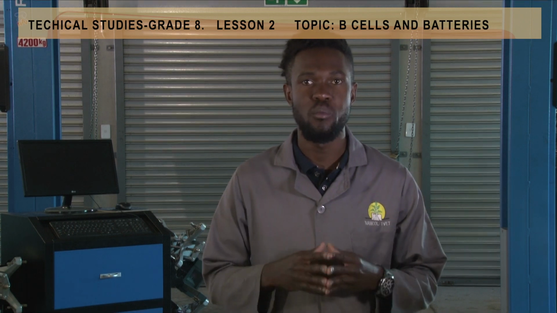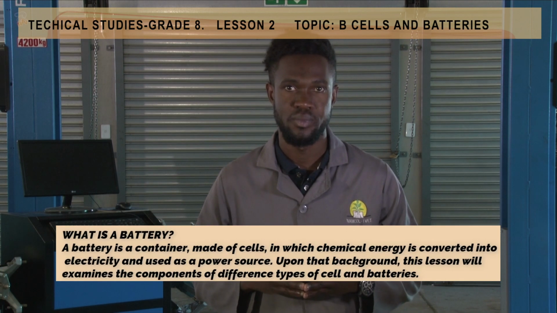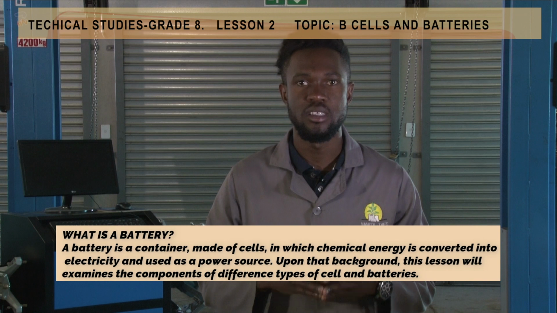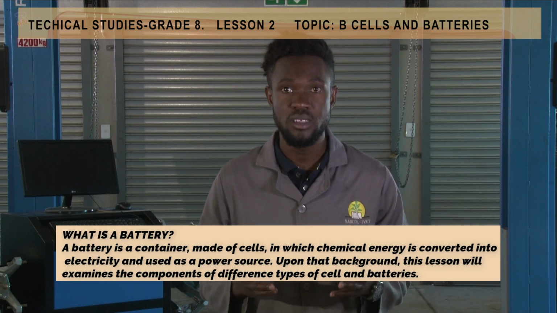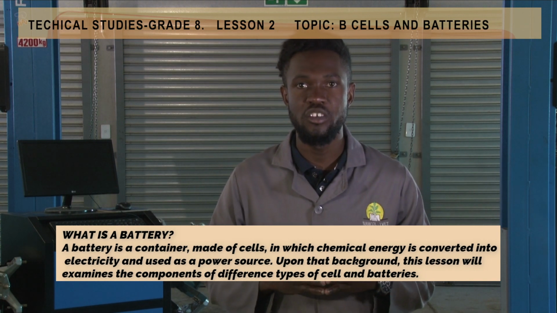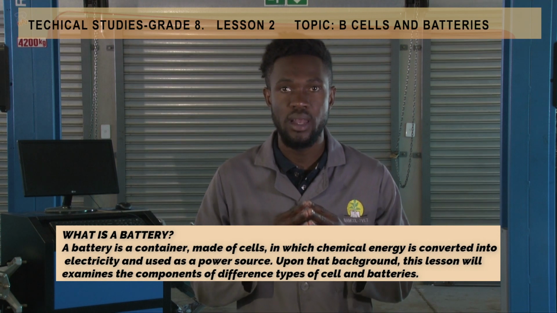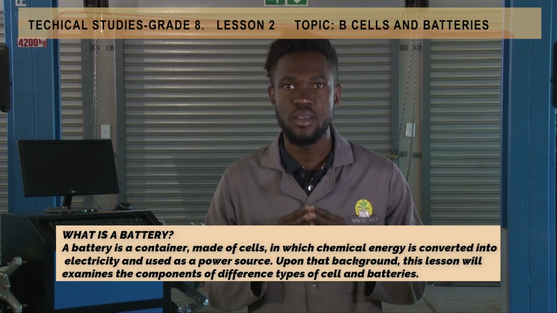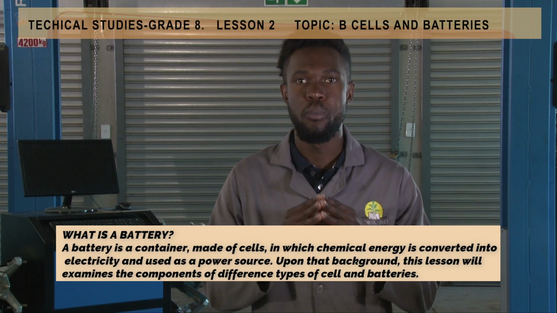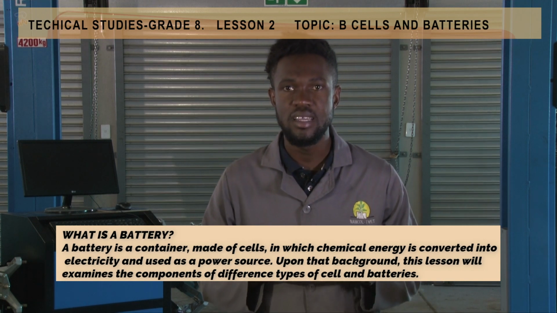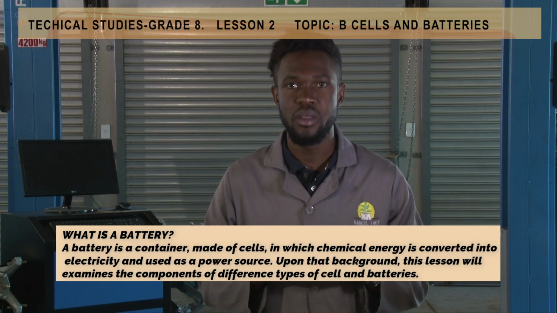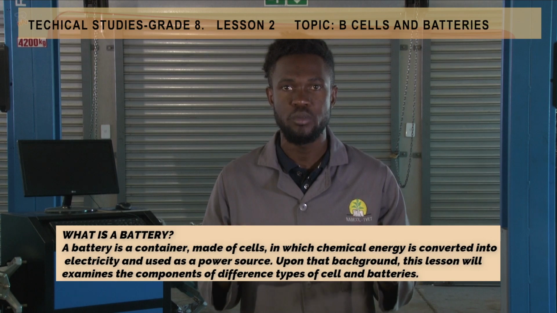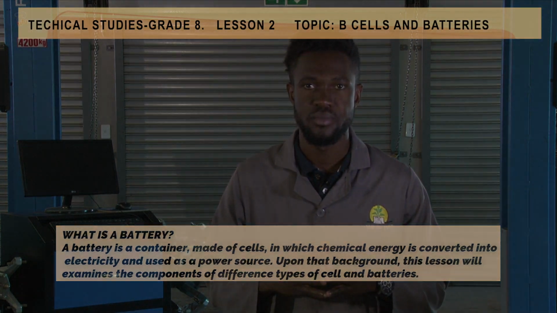Welcome to today's lesson, which is all about cells and batteries for the grade 8 Technical Studies B learners. A battery is a container made of cells in which chemical energy is converted into electricity and used as a power source. Upon that background, this lesson will examine the components of different types of cells and batteries.